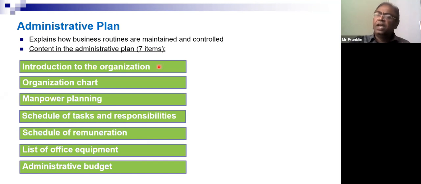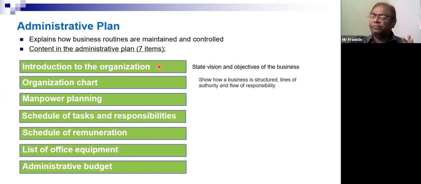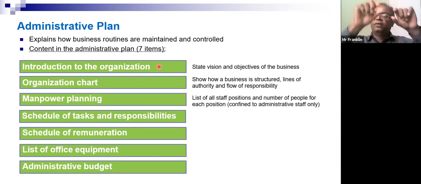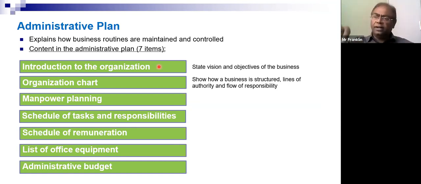First is introduction. Introduction to the organization, you state the vision and mission of the business. What is the vision of the business, the mission of the business? We agreed on that. Next is the organization chart. You show how a business is structured. Remember we saw, is it structured according to product? Is it structured according to function? Remember the different structures. You find out what are the different types of structures that your organization is going to come up with, and draw a list of who is there in the organization chart.